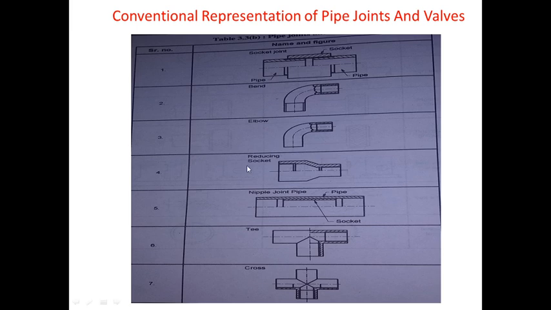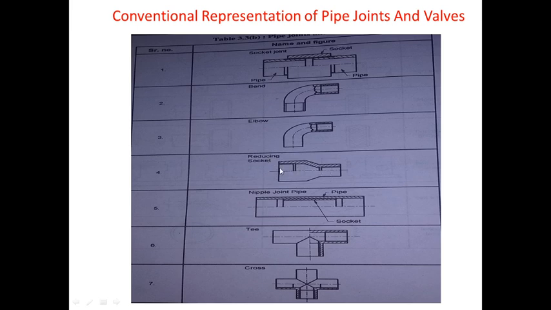Now the fourth is the reducing socket. You can see that this socket has two diameters, one larger diameter and one minimum or lower diameter. So if we have two pipes of different diameters, in which one diameter is larger than the other, then we can use the reducing socket. The reducing socket will reduce the flow area.